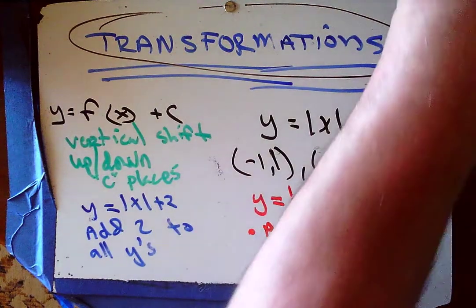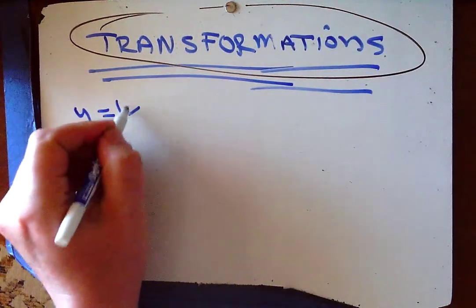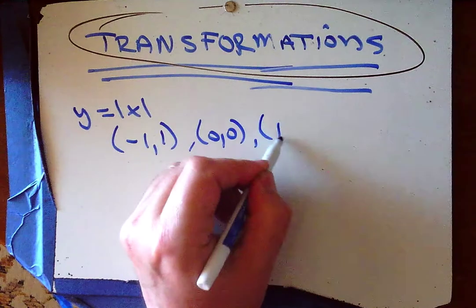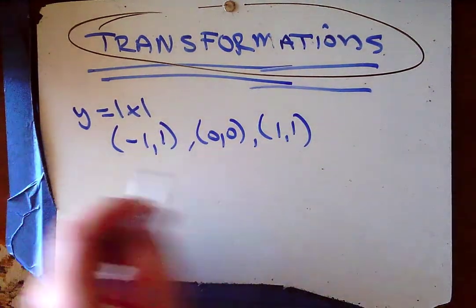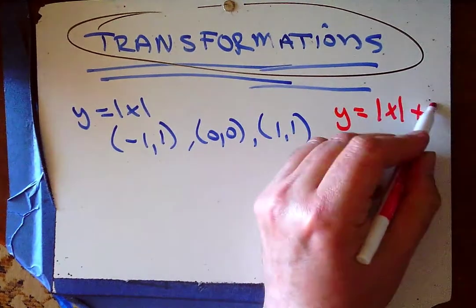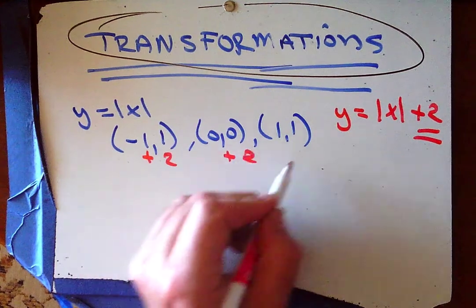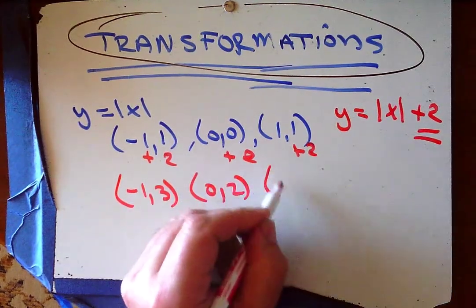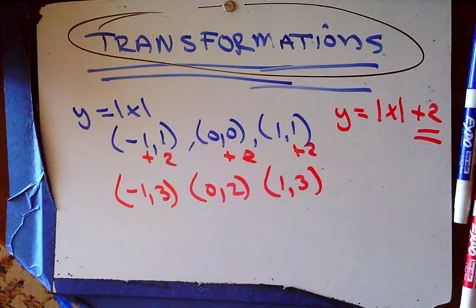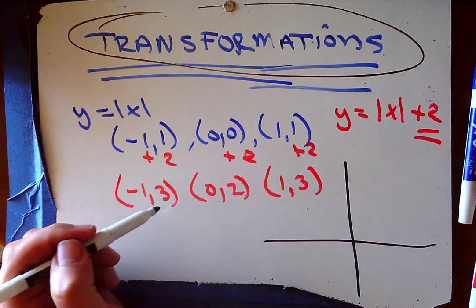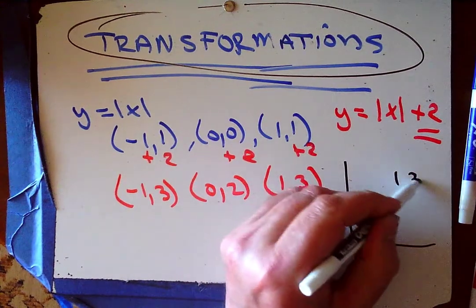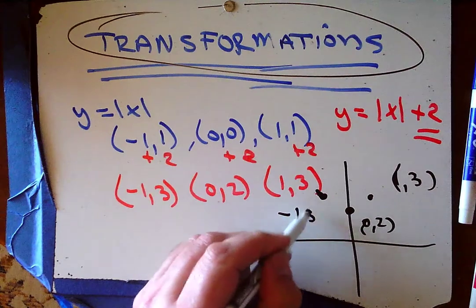Okay, so how will we carry out this transformation? Well, that's no problem at all. We're going to start off with our reference graph and our reference points. Our reference points, -1, 1, 0, 0, 1, 1. And if I want to graph y equals absolute x plus 2, I have to add 2 to all the y values. So my new points will be -1, 3, 0, 2, 1, 3. And making a graph of this, well, I already know the shape of absolute value of x. The vertex point is just going to be 0, 2, 1, 3, and -1, 3.